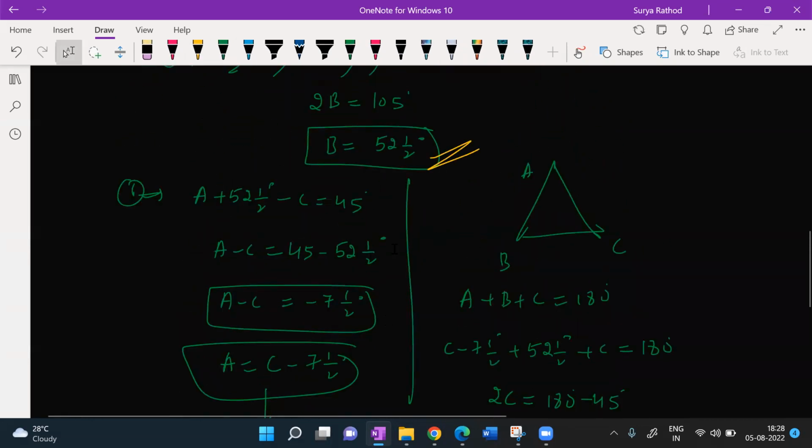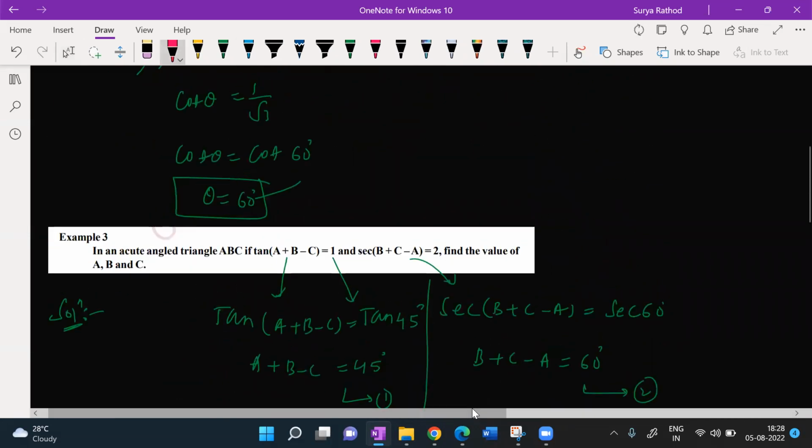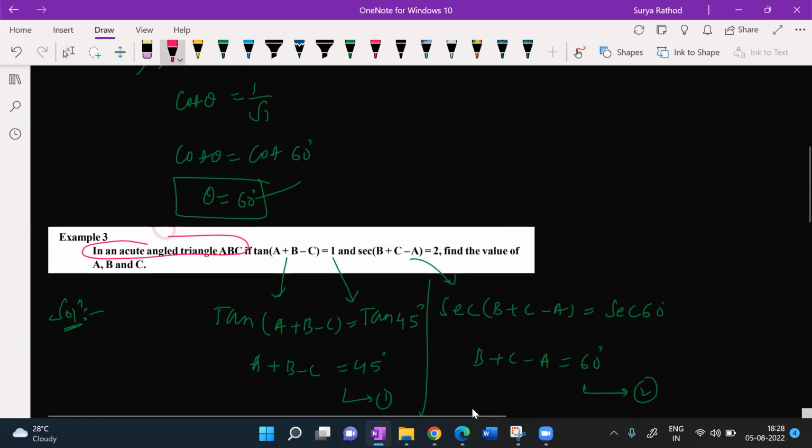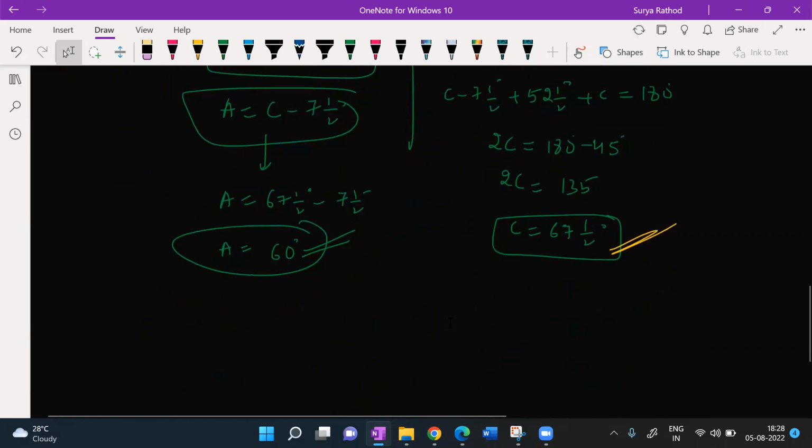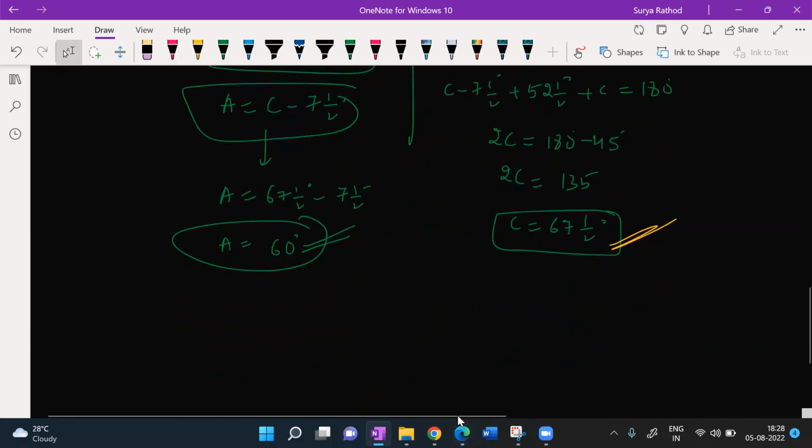Very simple. What is the question given to you? Check: in an acute angled triangle ABC, find the values of A, B, C. Acute angle means, look at this here: A, B, C, everything is acute or not? So that is how you can find out this question.